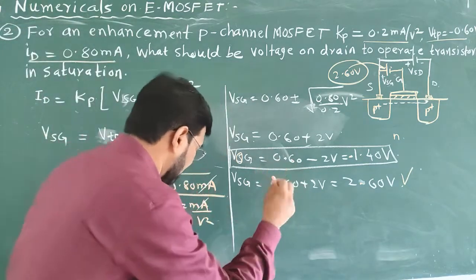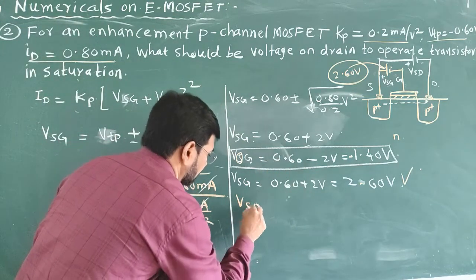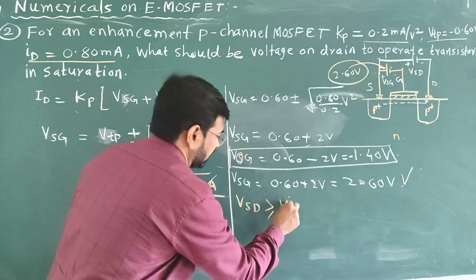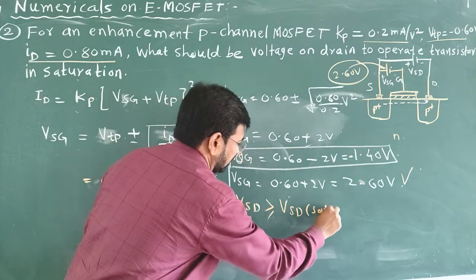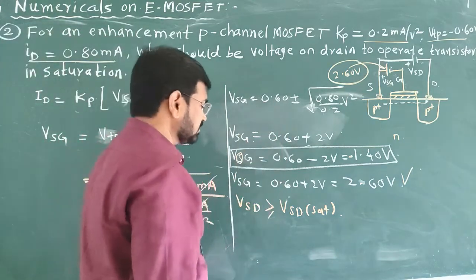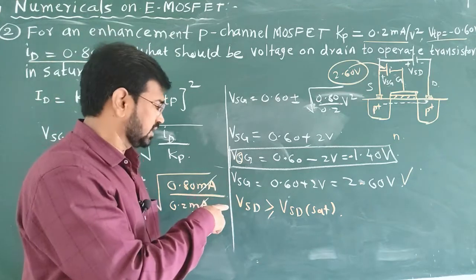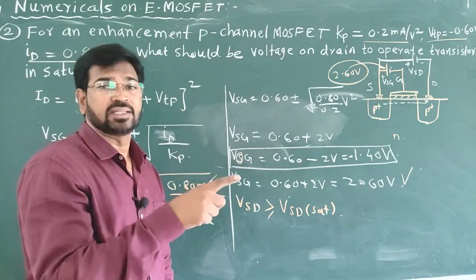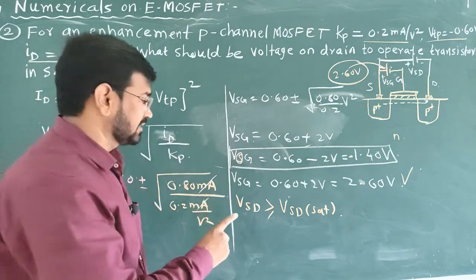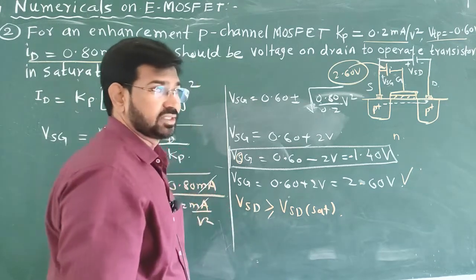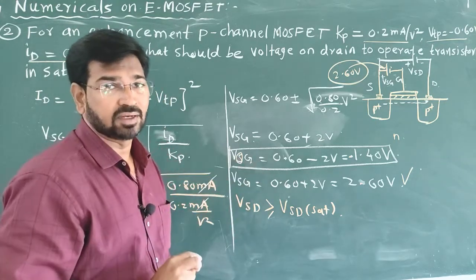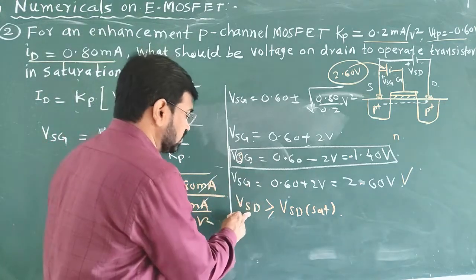And what is the condition for that? VSD, the voltage on source with respect to drain, should be greater than or equal to VSD saturation. And what is VSD saturation? For NMOS, the condition to be in saturation is VDS saturation should be greater than VGS minus VTN. Overdrive voltage should be less than this voltage, or we can say drain voltage should be greater than VGS minus VTN in case of NMOS. Here VSD should be greater than this voltage.